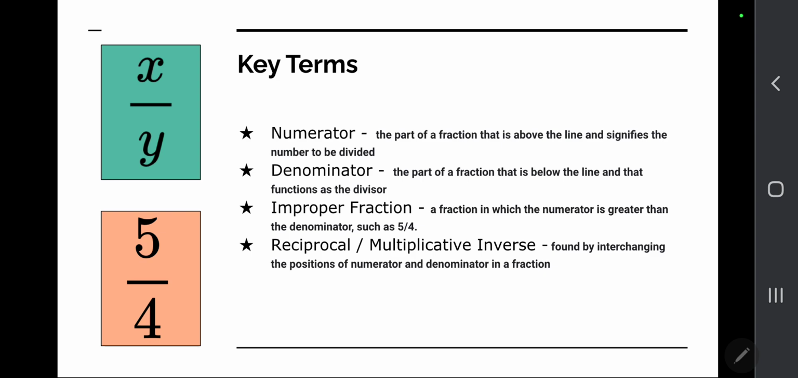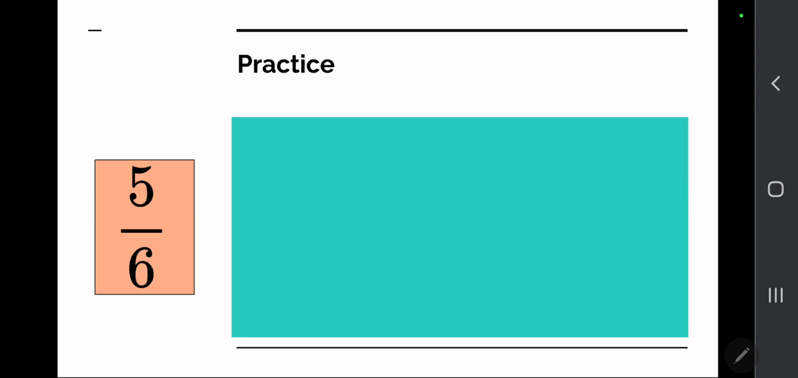All right, so let's get into some exercises here. We have 5 over 6. Let's find the reciprocal of it. So we're going to take our denominator, and it will now be our numerator. And we're going to take our numerator, and it's going to now be our denominator. So 5/6 is now 6/5.